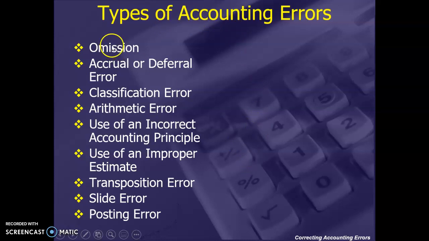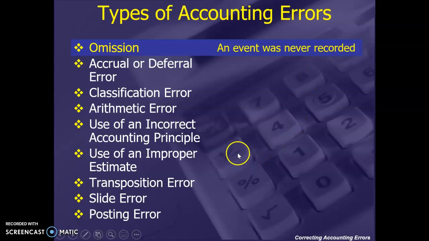So these are a list of different types of errors, and you just need to know a definition. This is very theory-based here, knowing what each of these words mean. So an omission is the first one. That one is an easy one. It means an accounting transaction that was never recorded. So if you forgot to do something, it would be considered an omission.